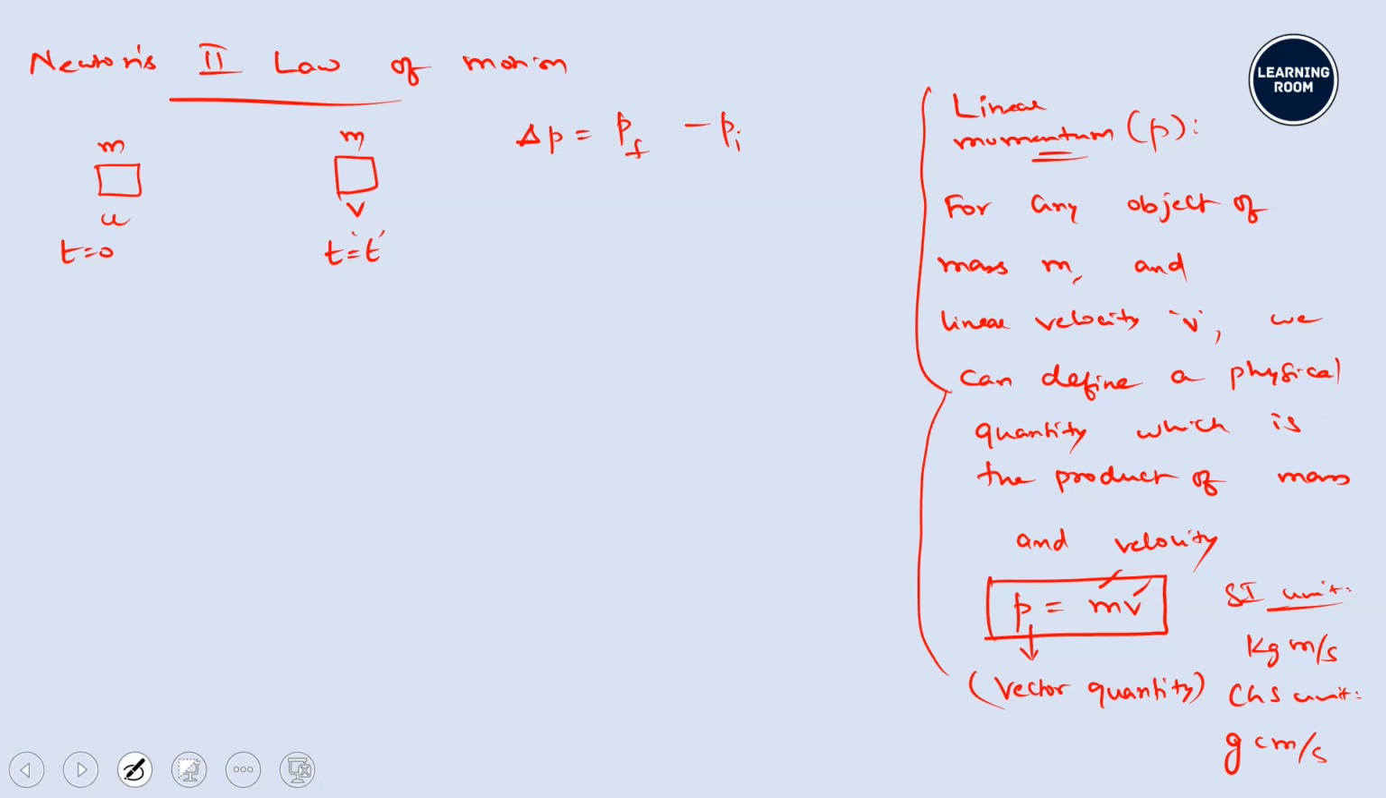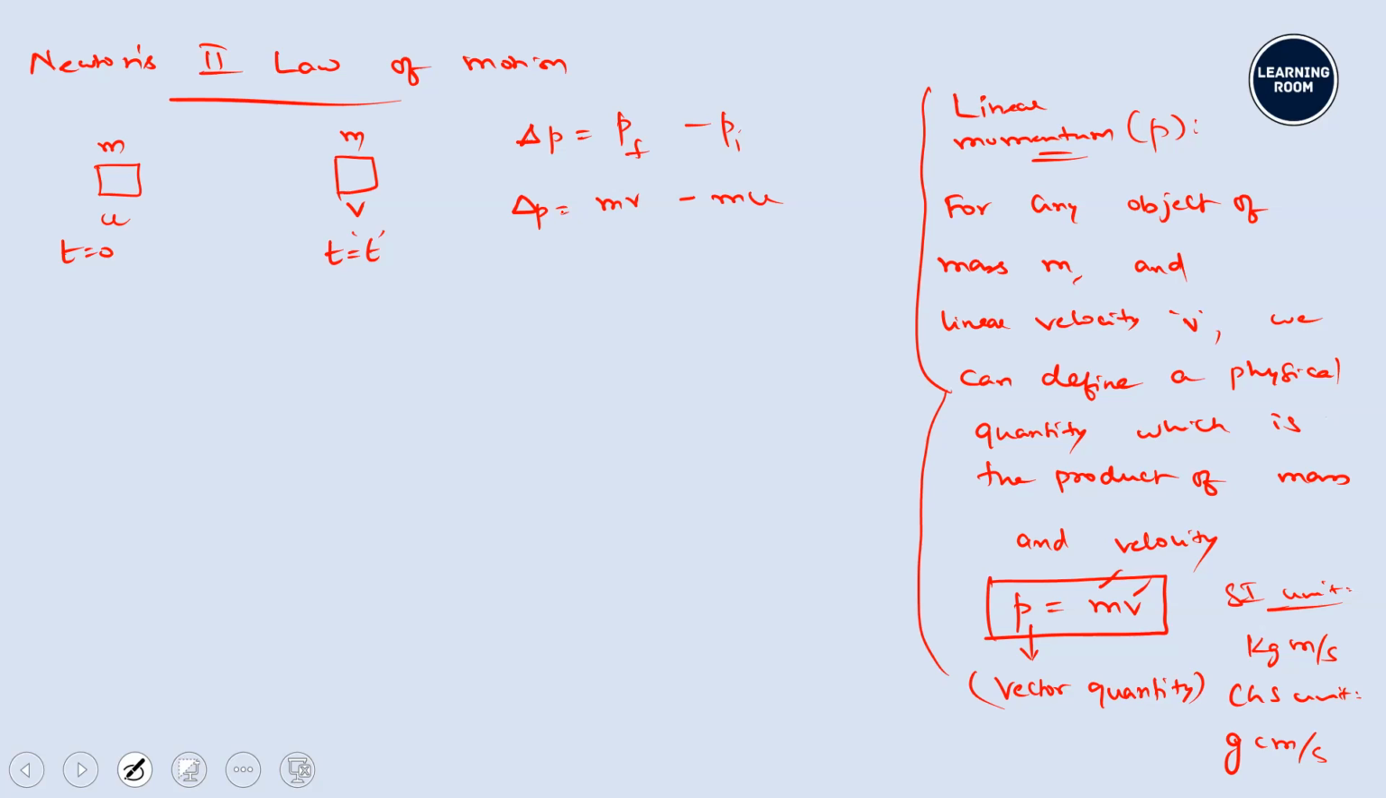So what is going to be the final momentum according to this scenario? Mass multiplied with the velocity at that instant. It is going to be mv minus. Here, if I take the initial momentum, it is going to be m into u. So minus mu. So this is what delta p is. Accepted.